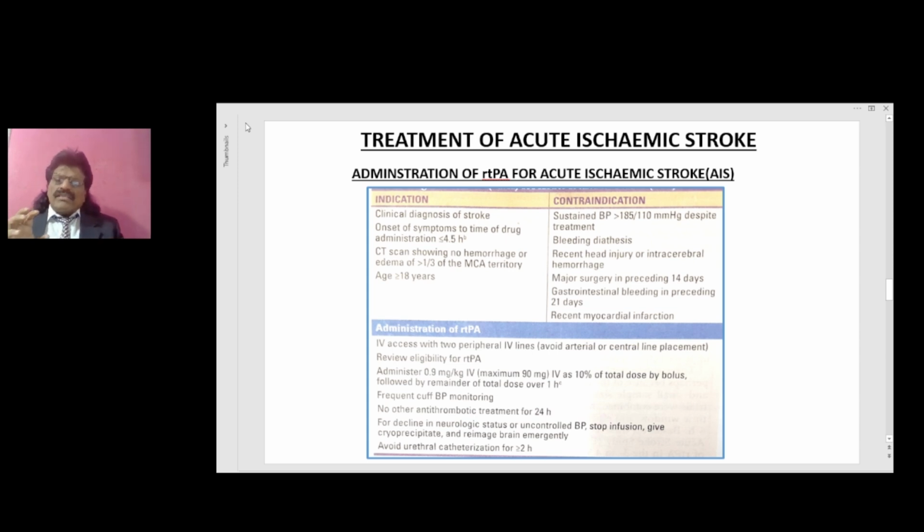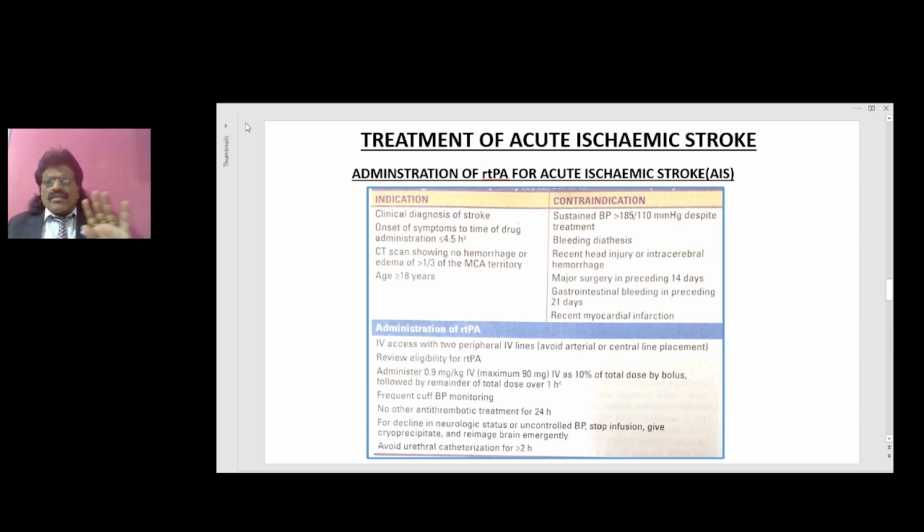And how do we administer rTPA? Administration of recombinant tissue plasminogen activator: IV access with 2 peripheral lines. Avoid arterial or central line placement. Review eligibility criteria for rTPA. Administer 0.9 milligrams per kg, maximum 90 milligrams IV, with 10% of total dose by bolus, followed by the remainder of total dose over 1 hour. Frequent cuff BP monitoring is necessary.